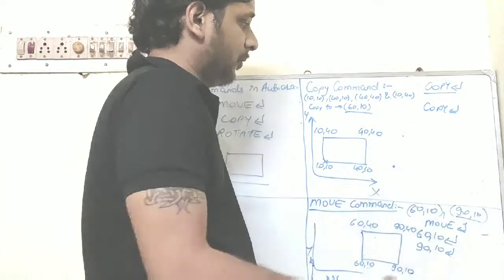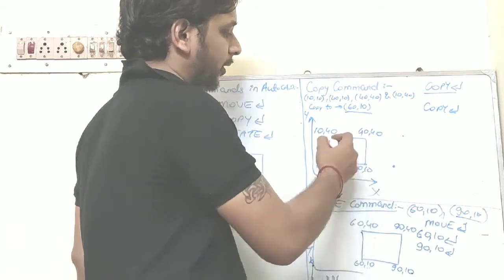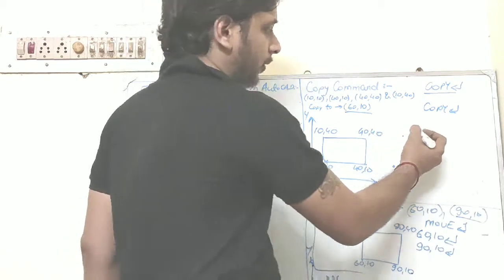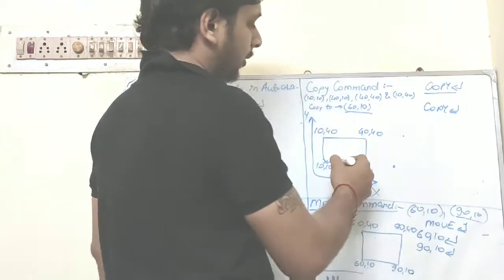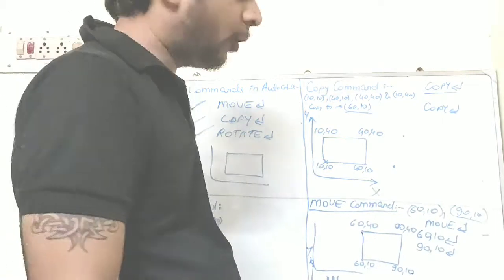Specify the object to copy. So select this object, select the rectangle with the help of the mouse by just dragging over it. Now the computer will ask you to specify the coordinate, the base point to copy. Specify the base point to copy.